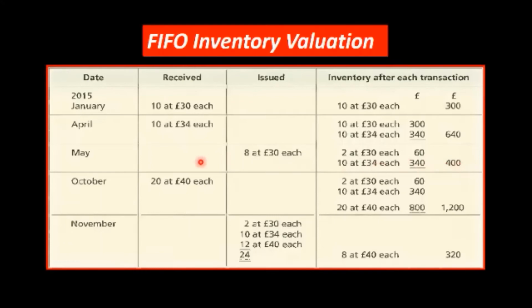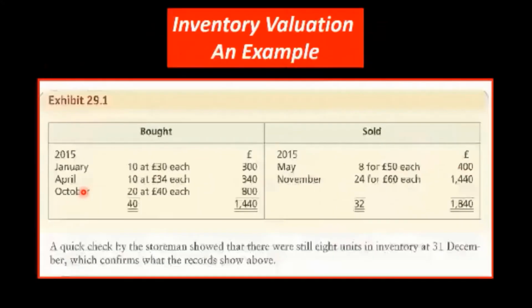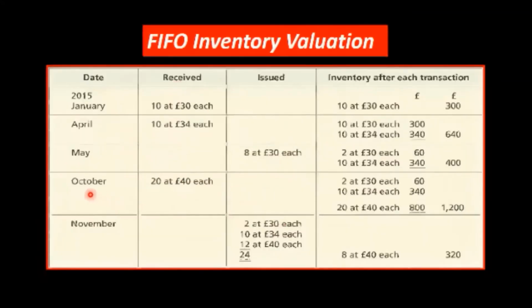Right? Our next item, the date, is we buy 20 at $40 each, 800. So if we come in the receive column and we put it in October 20 at $40 each, right? So now we have the two here at $30. We have the 10 at 34, and we have this 20 at 40. So we add them down, we're going to get 1200 worth of stock that we have in stock after this transaction.